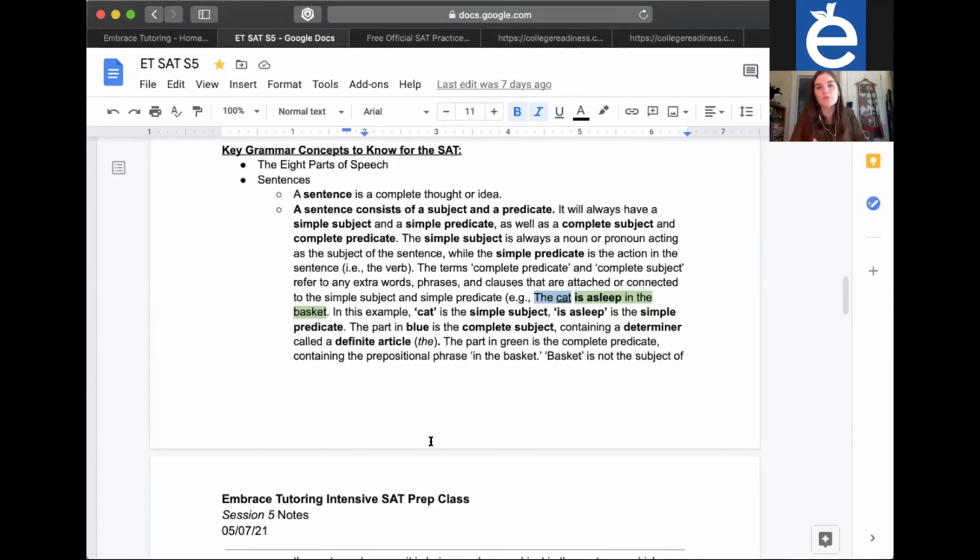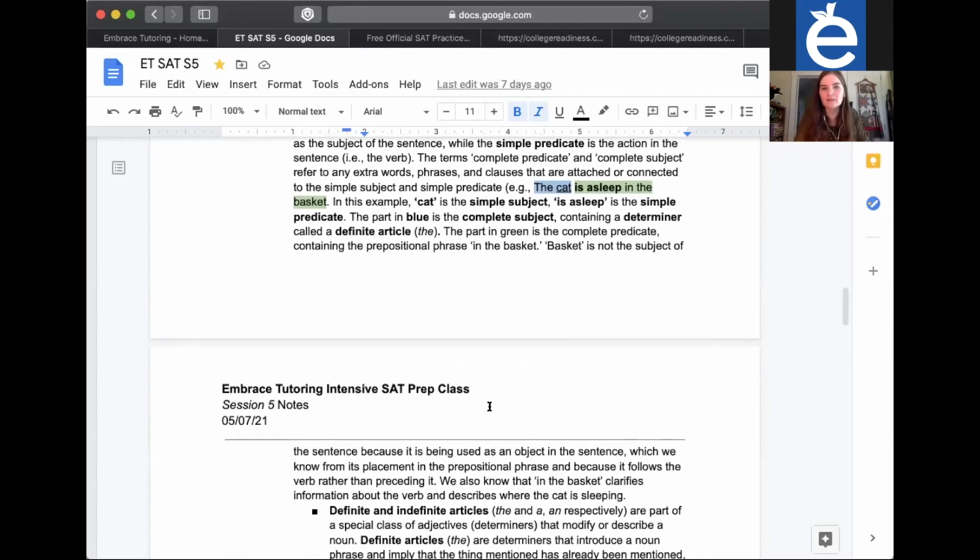So everyone should remember that sentences express complete thoughts or ideas. You need a subject and you need a predicate. In essence, your simple subject is always going to be a noun or a pronoun, telling who or what the sentence is about. Whereas the simple predicate is always going to be your verb, which explains what's happening in the sentence. It's the action, whether it's a mental action, a physical action, an emotional action, or a state of being. Okay, so those are some of the key things you want to look for.